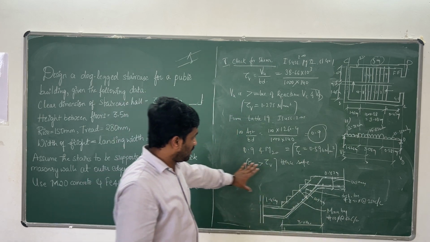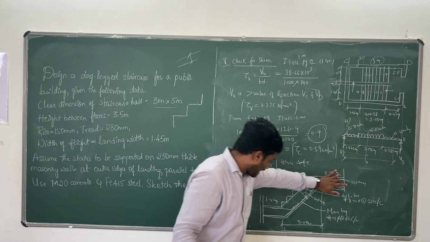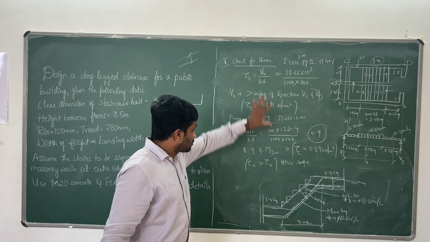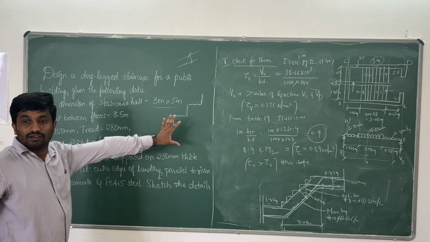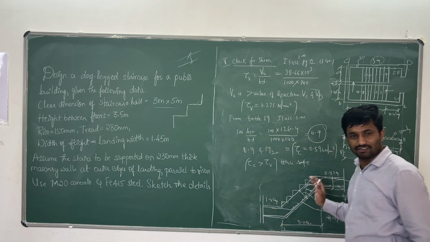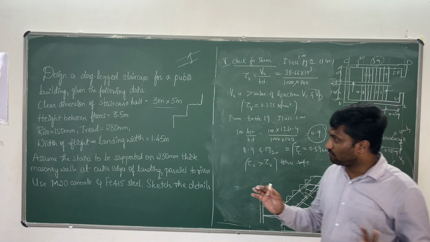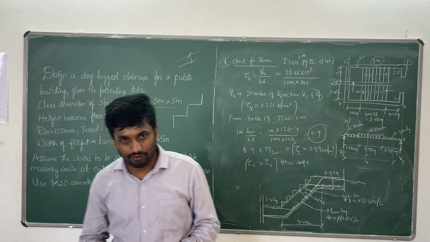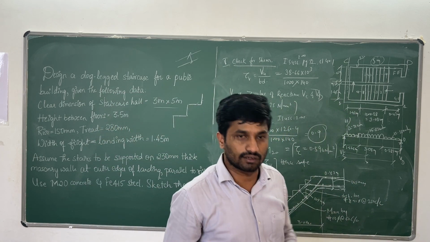So these are the main things we have to show: landing, and this one, slope. Clear? This is the sketch. This completes your design of dog-leg staircase. One slide is enough when you ask for the sketch. Clear? So once again, I will explain in brief the things we discussed now.